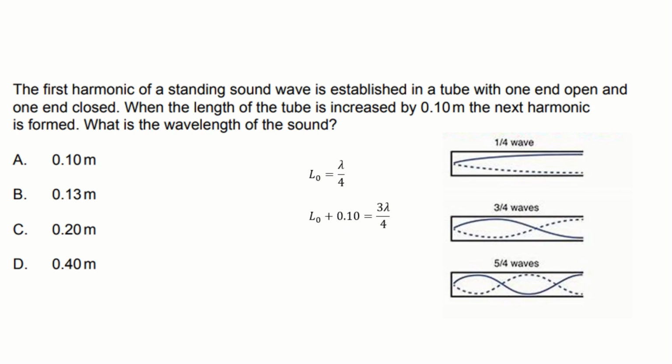Okay, then what we're going to do is we're going to take these equations. We notice that if I subtract the top equation from the second equation, I'm going to end up with the fact that 0.10 is equal to half of a wavelength. And so in other words, the wavelength there is equal to 0.2 meters. As such, that means our answer here is C.